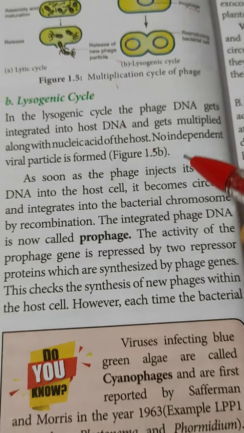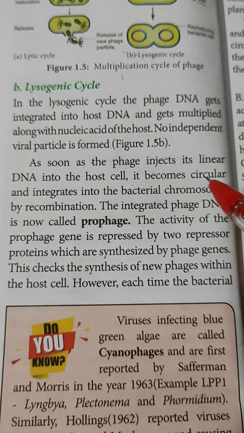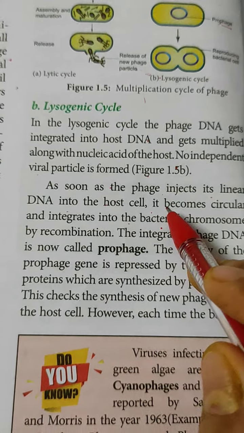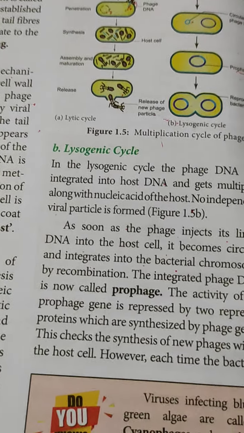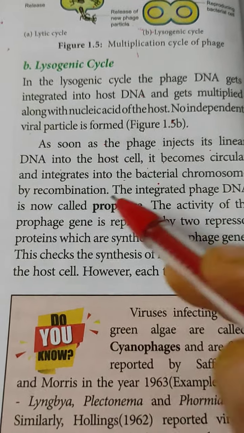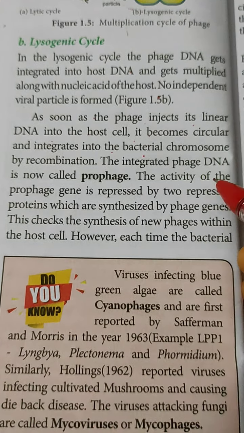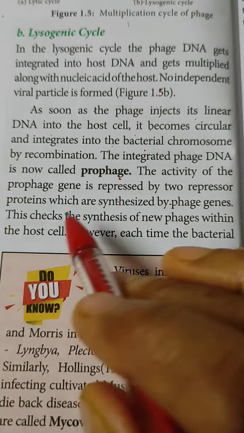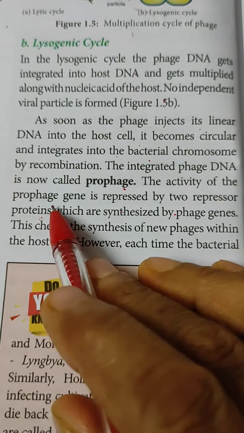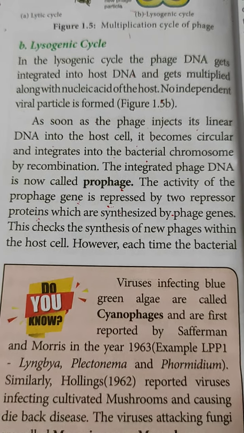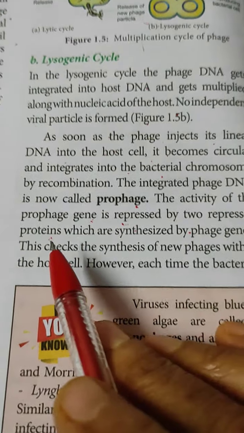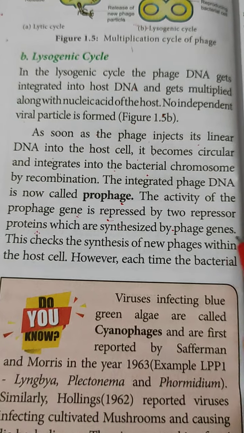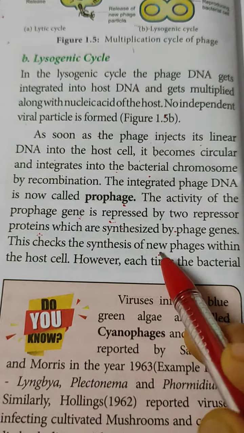As soon as the phage injects linear DNA into the host cell, it becomes circular, round in shape, and integrates into the bacterial chromosome by recombination. The integrated phage DNA is now called the prophage. The activity of the prophage genes is repressed by two repressor proteins. The phage gene is repressed; it does not show its activity by itself. Repression means suppressing the activity. The repressors are synthesized by the phage genes. This checks the synthesis of new phage.